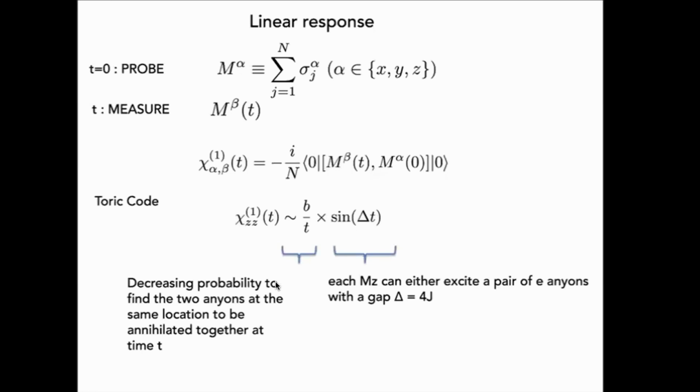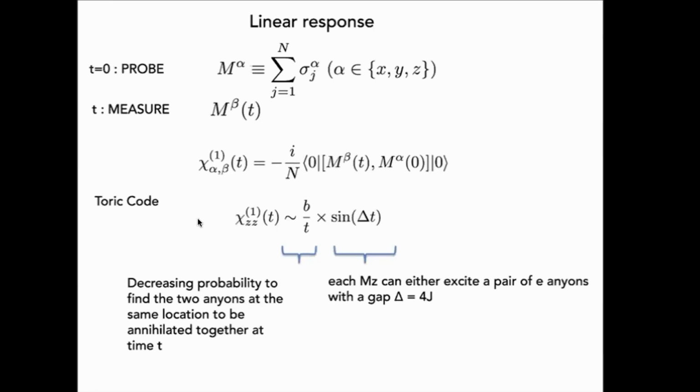So here is our proposal. Let me just very quickly review the linear response. In linear response, at t equal to 0, you take your system and perturb it. You probe it. That's the perturbation, and you apply a field that couples to the magnetization. So M is the magnetization along some direction. At a later time t, one would measure this magnetization along a direction beta. And so the linear response chi alpha beta is this commutator.